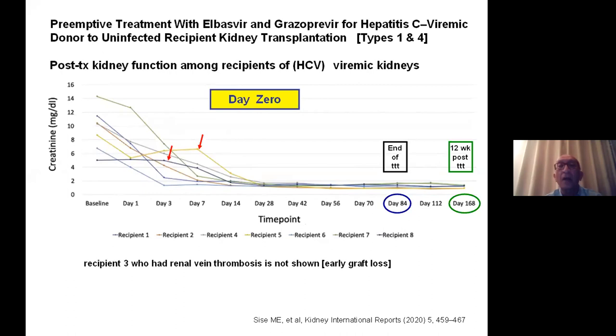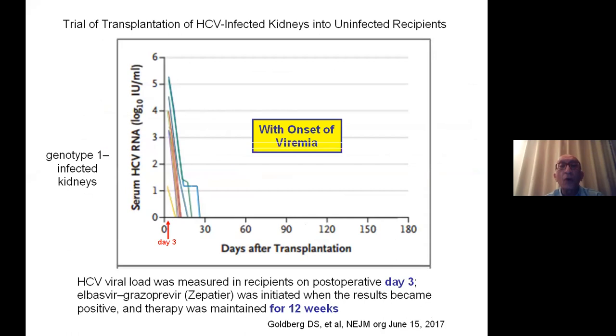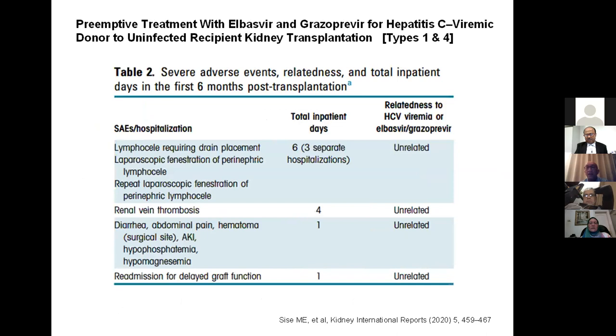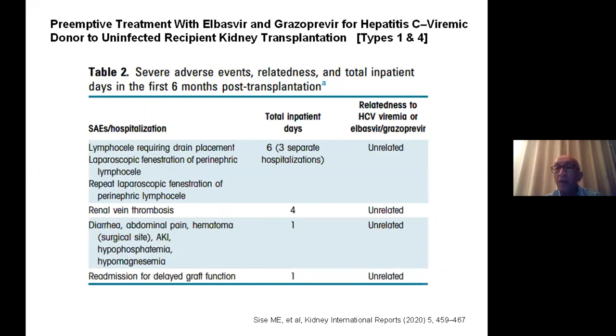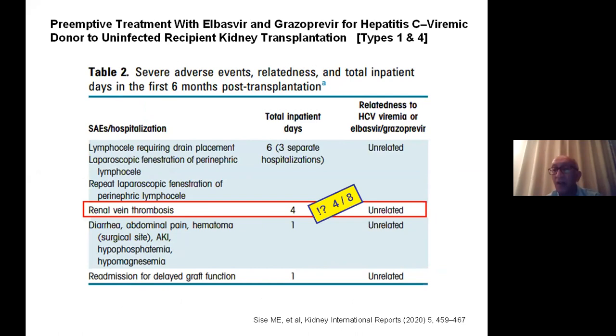In the protocols which start the treatment on day three on the occurrence of viremia, we still had a very rapid response by the end of the first month, which is the rapid viral response, and we had minimal complications. And in this study of CC et al. 2020, he reported no adverse effects, but astonishingly, he encountered renal vein thrombosis in 4 out of 8 cases studied, and he considered it unrelated. And this is a bit questionable, to have a 50% incidence and consider it unrelated.